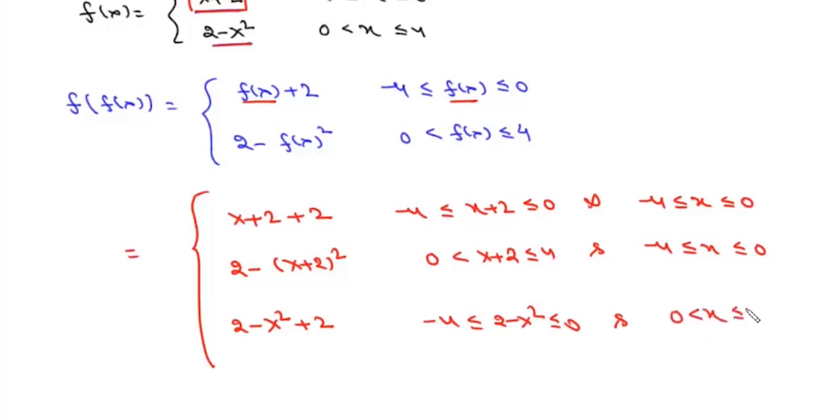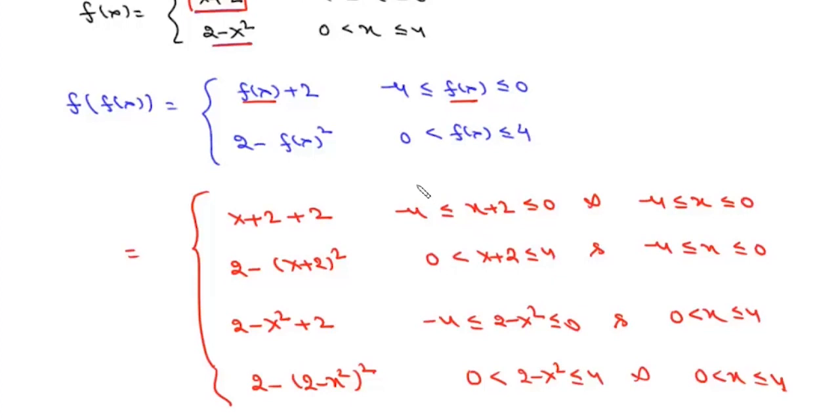the value of x lies between 0 and 4, and then we have 2 minus (x square) whole square when 0 is less than 2 minus x square is less than 4, and x lies between 0 and 4. Now first we'll simplify these intervals.